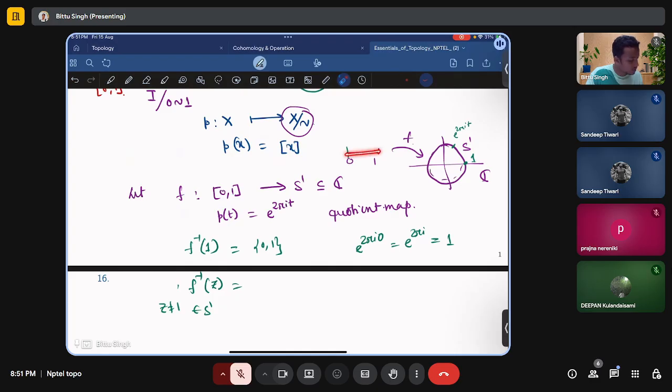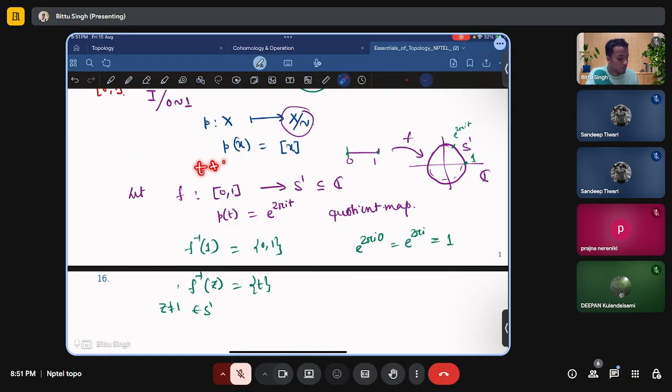So this thing is wrapped from this 1 and it ends at 1, right? Now what will be the pre-image of e to the power 2 pi it? T, right? And the interesting thing is there is no other element because it is 0 comma 1.